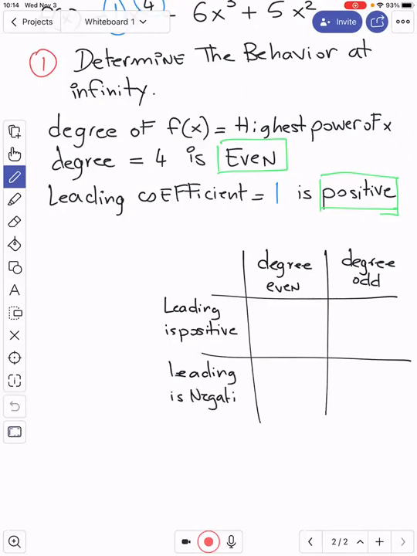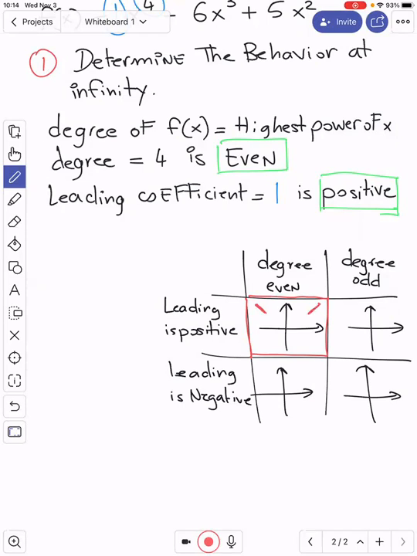All right, so we said we have 4 different cases, right? Again, it depends on the degree, if the degree is odd or even, and on the sign of the leading coefficient, if the leading coefficient is positive or negative. For example, if the degree is even and the leading coefficient is positive, there'll be this case right here, then the behavior at infinity of the graph would be something like this.